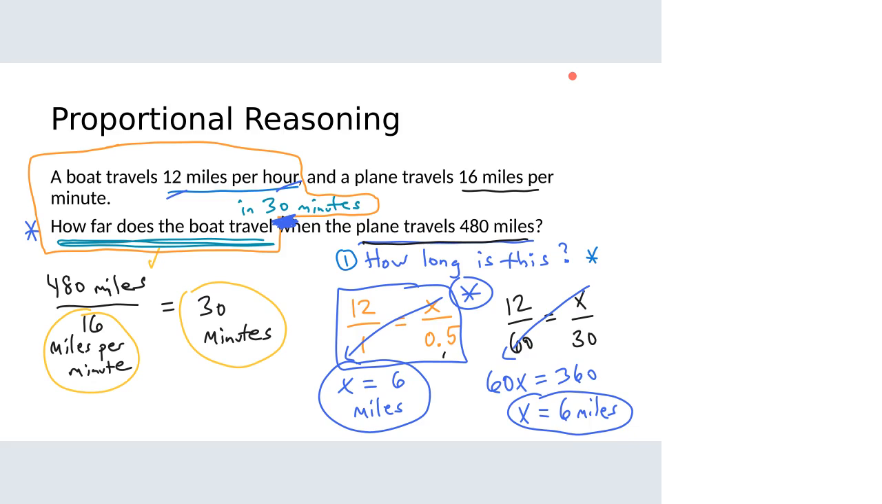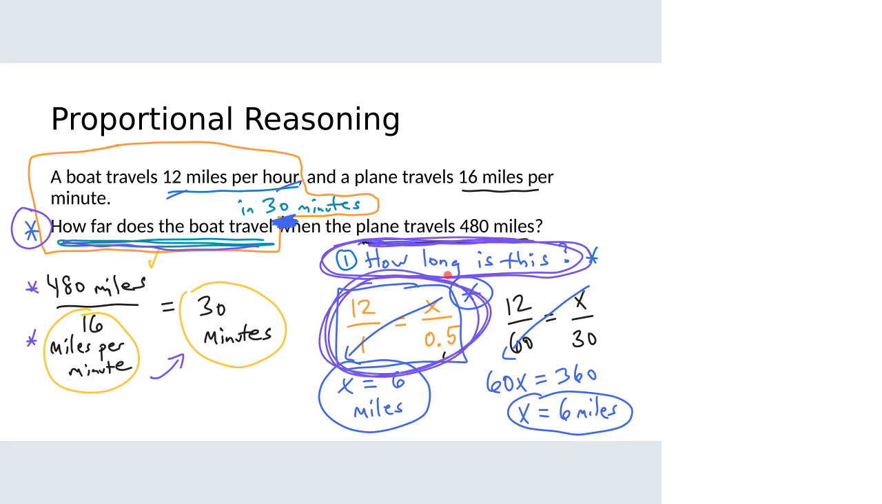So instead here, what we have to do is go, all right, what am I being asked for exactly? How far does the boat travel when the plane travels 480 miles? So the first thing I need to figure out is, how long does it take for the plane to travel 480 miles? Okay, well, 480 miles at 16 miles per minute, I'll divide those and find out it takes 30 minutes. Now I know, okay, my boat's going to travel 30 minutes. How far does it go? And that's when I can set up my proportion.